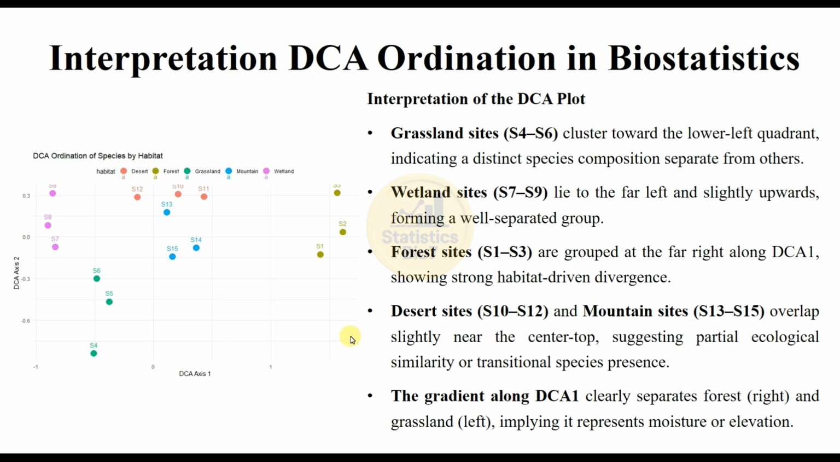The gradient along DCA1 clearly separates the forest on the right and the grassland on the left, implying that they represent a moisture or elevation gradient. Each habitat is shown in a different color: desert, forest, grassland, mountain and wetland.